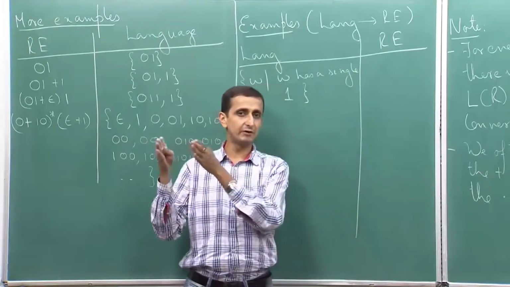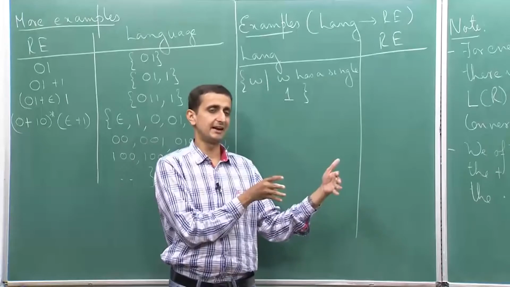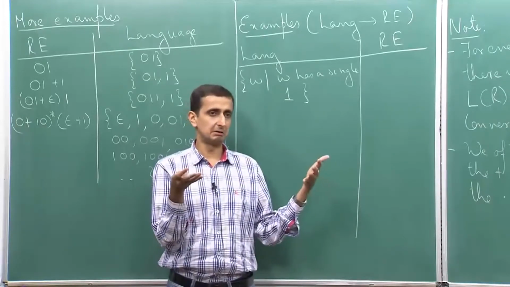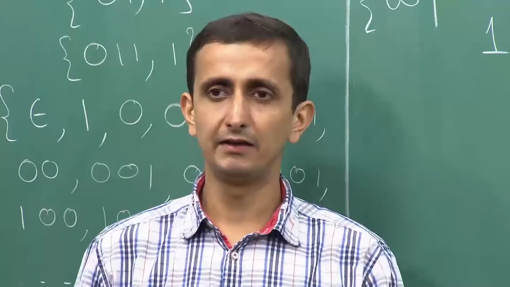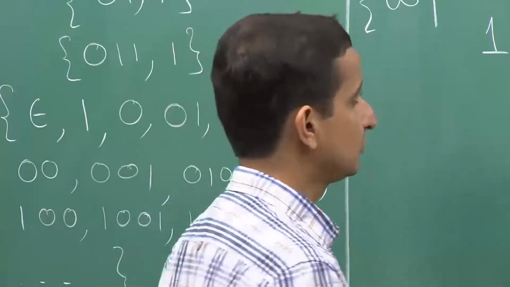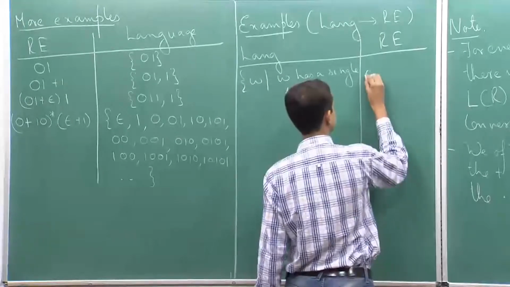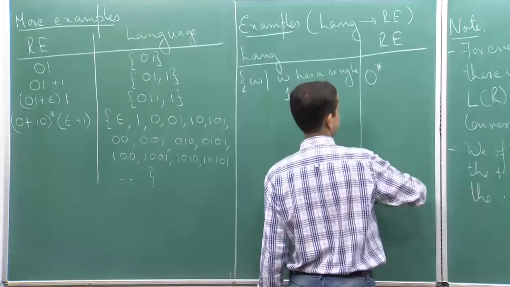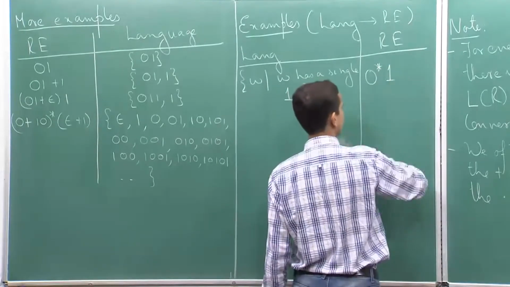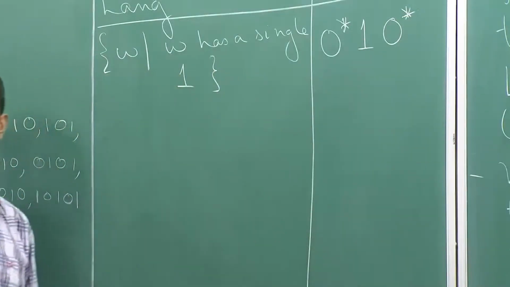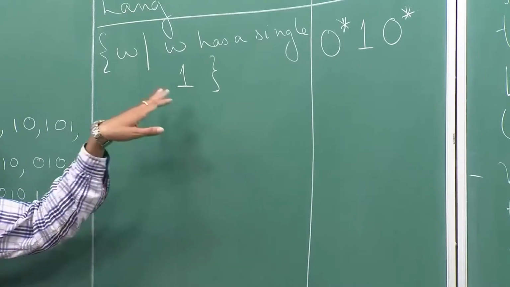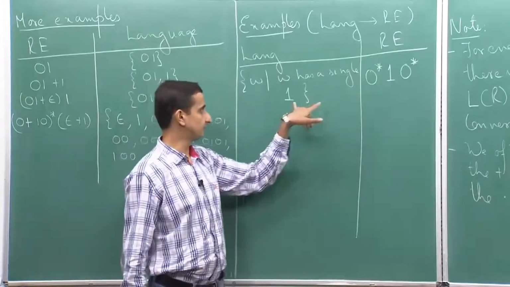And the sequence of 0 in the beginning and the sequence of 0 in the end can either be empty, I mean 0 number of zeros, or they can be anything that is higher than that. So, the corresponding regular expression in this case will be 0 star, the first sequence of zeros, followed by a single 1, followed by 0 star. Okay. So, this is the regular expression for this language.